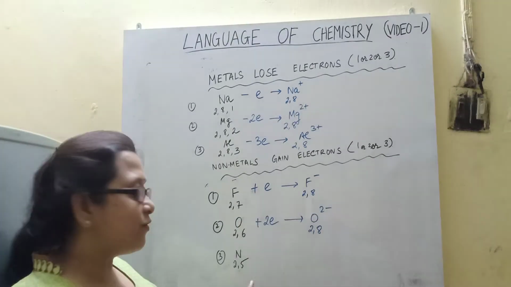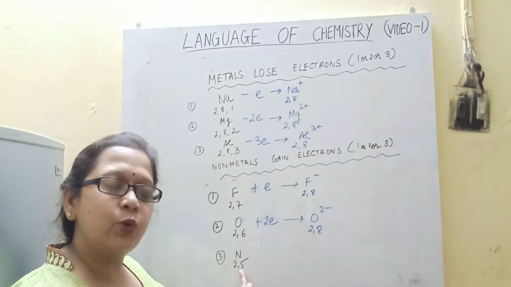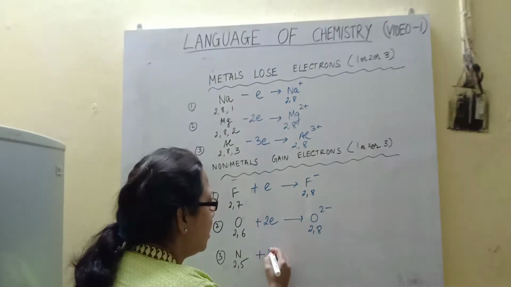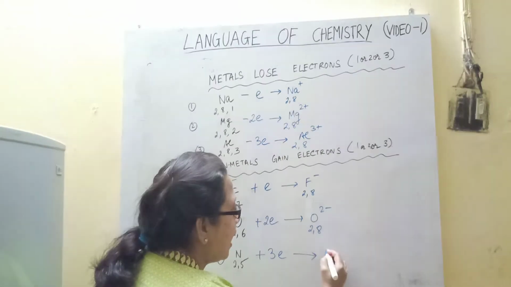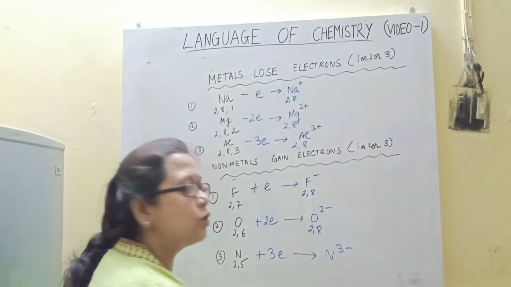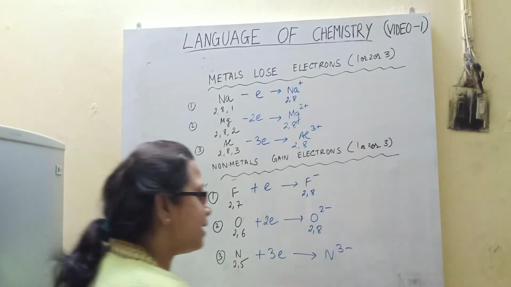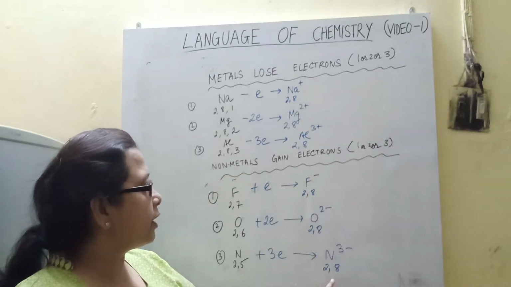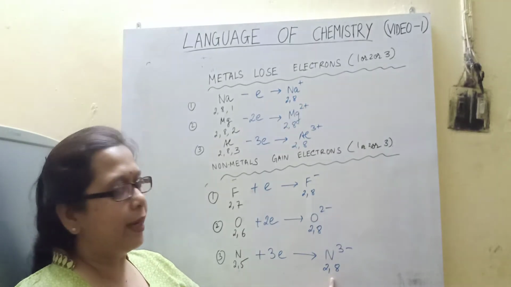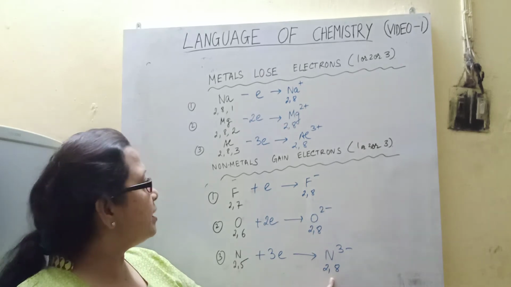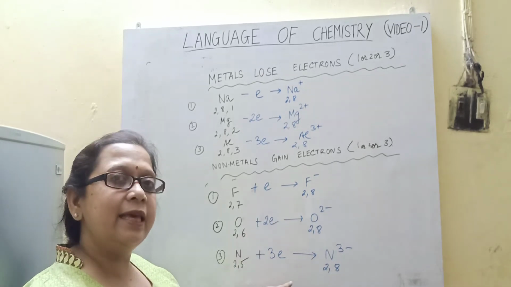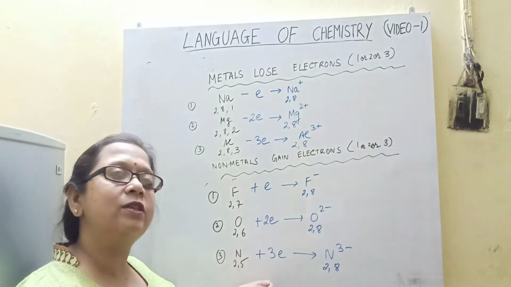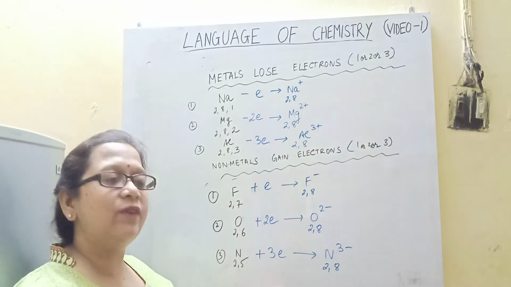Nitrogen has 5 valence electrons. So it has to take 3 more electrons. So it gains 3 electrons, attains a charge of 3 minus, and it also attains a stable electronic configuration of 2,8. So thus we see that non-metals gain electrons, and the number of electrons gained is equal to its valency.